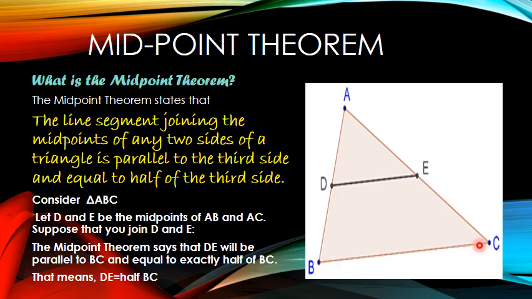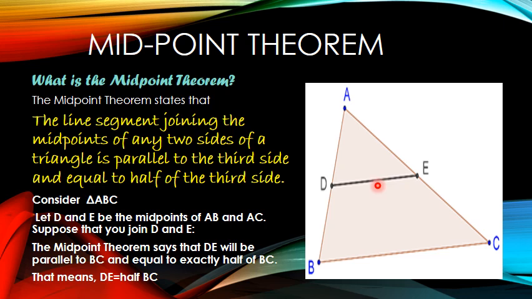Now which is the third side? BC is the third side because we considered AB and AC as two sides, marked the midpoints of those two sides and joined those two midpoints so that we got a line segment here. So the statement says that this line segment is parallel to the third side, that is BC. So DE is parallel to BC. Also DE is half of BC. That means if BC is 10 centimeters, DE will be 5 centimeters. So this is about the midpoint theorem.